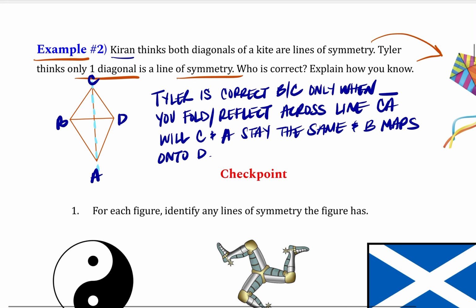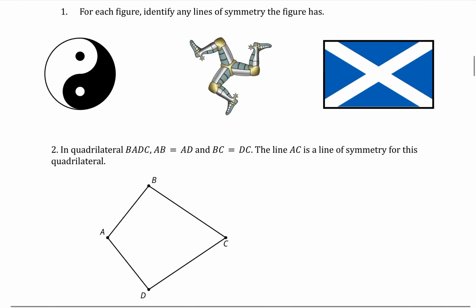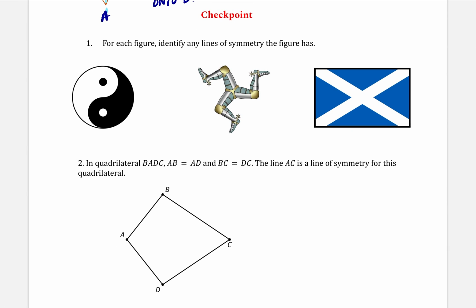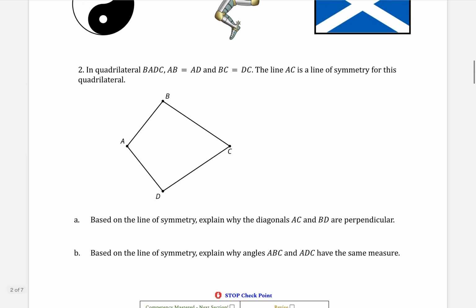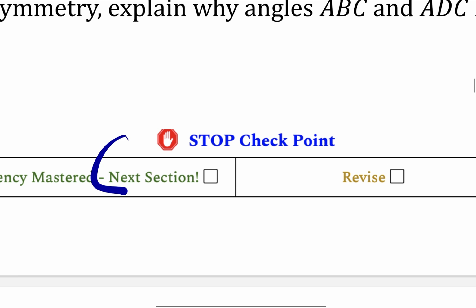All right. So for each figure, identify any lines of symmetry the figure has. Try the checkpoints 1 through 2 and make sure you got a stampo before you move on.